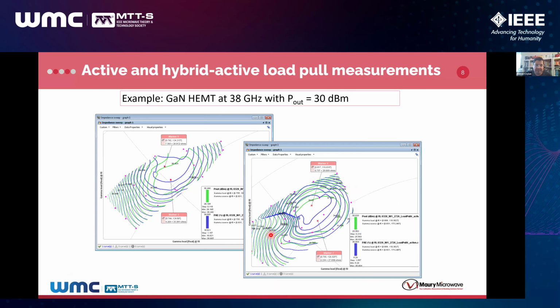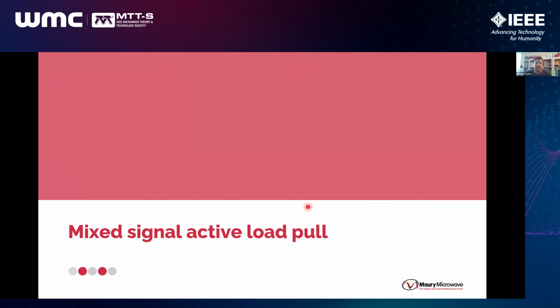And this is a nice example here. For example, this transistor is measured at 38 gigahertz. P out is 1 watt, 30 dBm, and you can see here we can easily reach 0.8 gamma closed contours. Of course, the system can go to higher gamma, but we got closed contours at 0.8 gamma here.